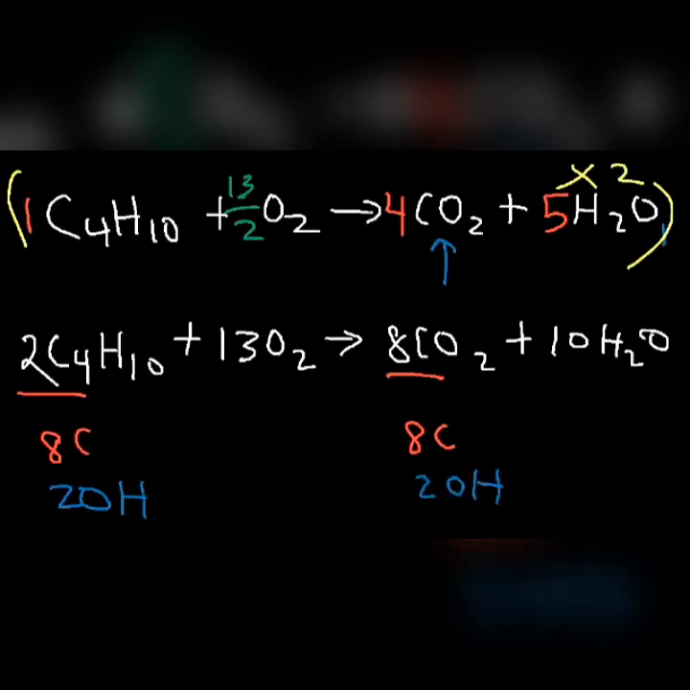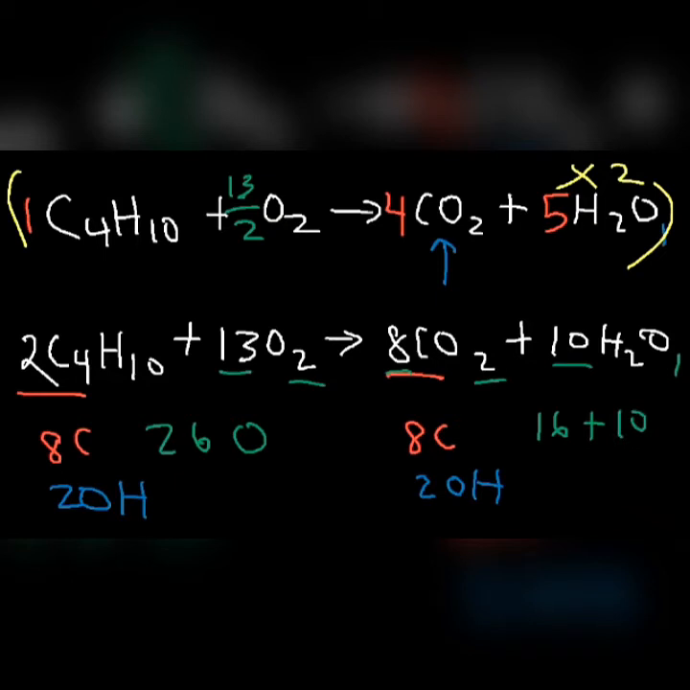And let's check the total number of oxygen atoms. 13 times 2 is 26. So we have 26 oxygen atoms on the left side. 8 times 2 is 16. 10 times 1 is 10. So 16 plus 10, that's 26 oxygen atoms. So this equation is balanced.